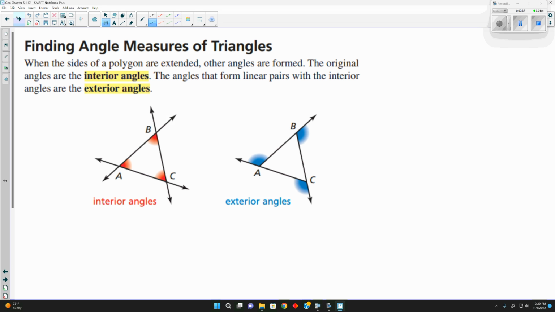Now we classify an angle as an interior angle if it's inside the figure, and it's considered an exterior angle if it is outside. The original angles are the interior. The angles that form a linear pair with the interior angles are the exterior. So interior angle and exterior angle will make a straight line.